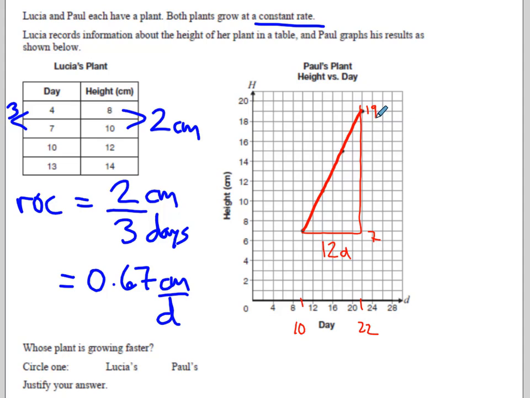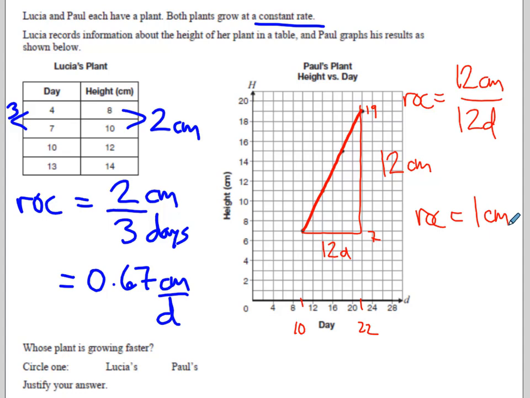So that is a rise of 12 centimeters. So the rate of change or slope for Paul would be 12 centimeters in 12 days, which means Paul's rate of change is 1 centimeter per day, which means Paul's plant is growing faster, and you can justify it by virtue of those calculations.